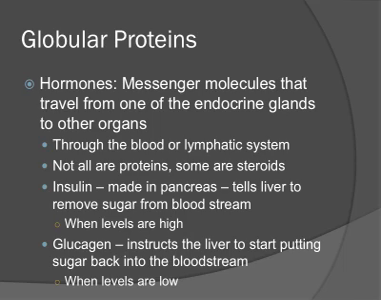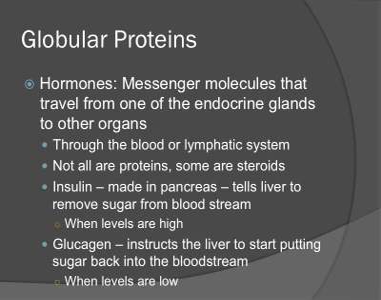Okay, another type of globular proteins are hormones, and hormones are very, very important to your body. Basically what hormones do is they are messenger molecules that travel from one of the endocrine glands to other organs in your body. So they're actually transporting messages like, I need more blood sugar, I don't have enough, or I have too much blood sugar and I need some taken away. They help to regulate things in your body so that your body is working together, not against one another. Oftentimes hormones are transported through the blood or your lymphatic system. They are not always proteins. Some are steroids, but the majority of hormones are proteins.